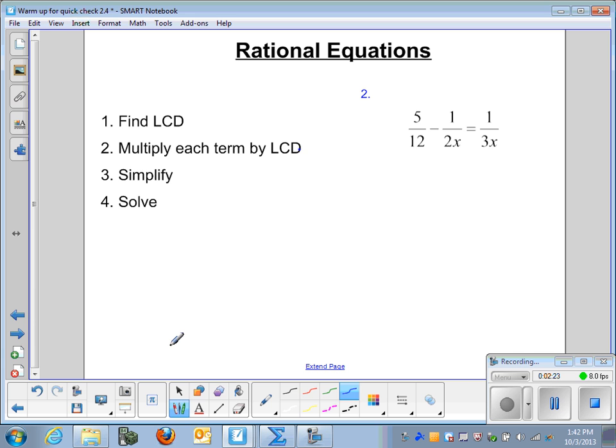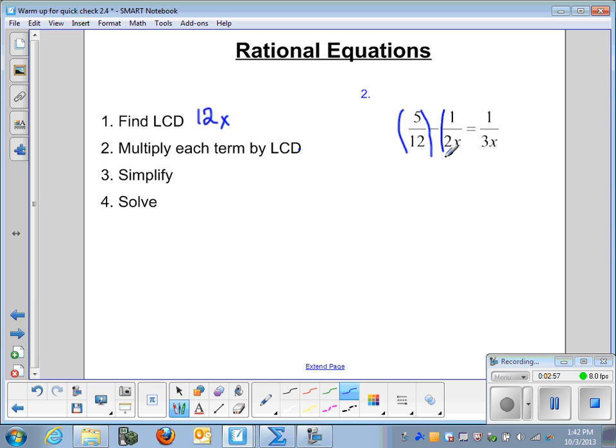Example 2. 5/12 minus 1 over 2x equals 1 over 3x. First step, we're going to find the least common denominator for 12, 2x, and 3x. First, I'm going to look at the numbers. The least common denominator of 12, 2, and 3 is 12. And then we'll look at the variables, x and x. So 12x is the least common denominator.